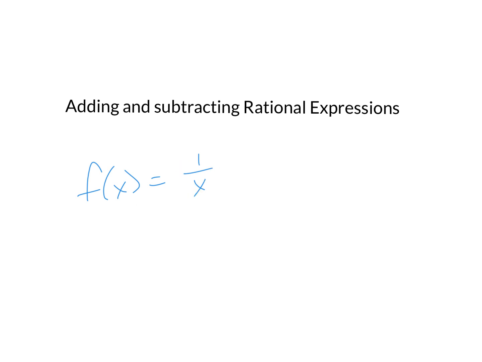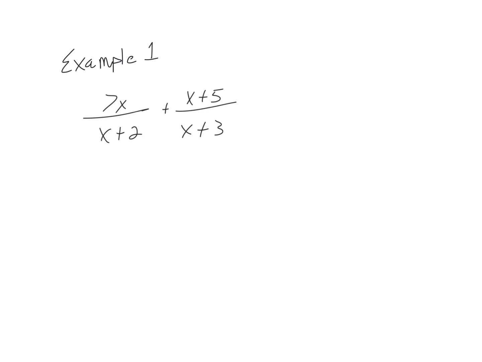fractions. All right, so let's take a look at example 1. So here we have 7x over x plus 2 plus x plus 5 over x plus 3. All right, so both of these fractions have a different denominator. So a lot of times to find a common denominator, you can just simply multiply them together. Now, we could actually just represent this common denominator as x plus 2 times x plus 3.